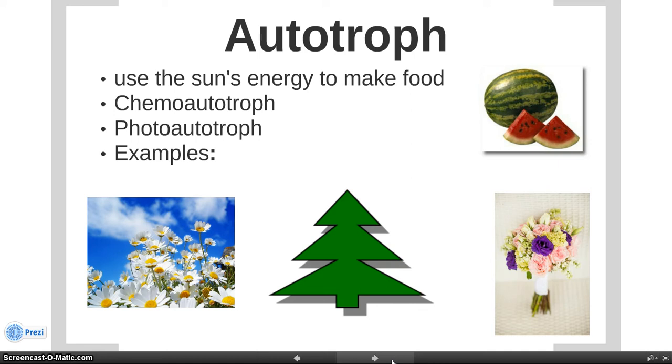I love daisies. They're one of my favorite flowers. I also like Christmas trees, but we really call them evergreens or pine trees. I also absolutely love watermelon. And the bottom picture is a picture of my wedding bouquet.